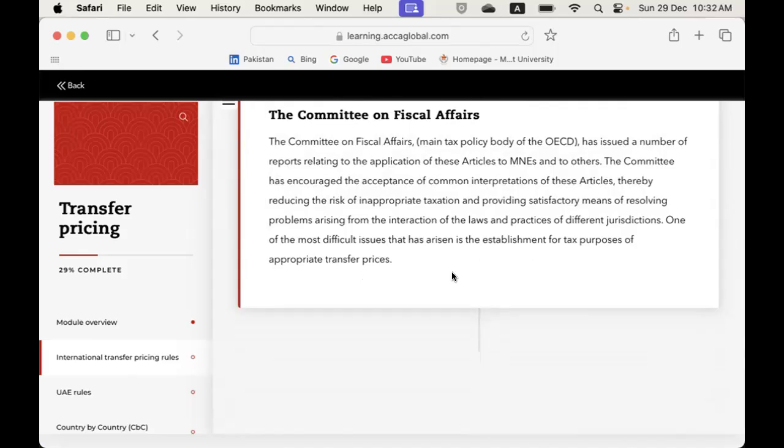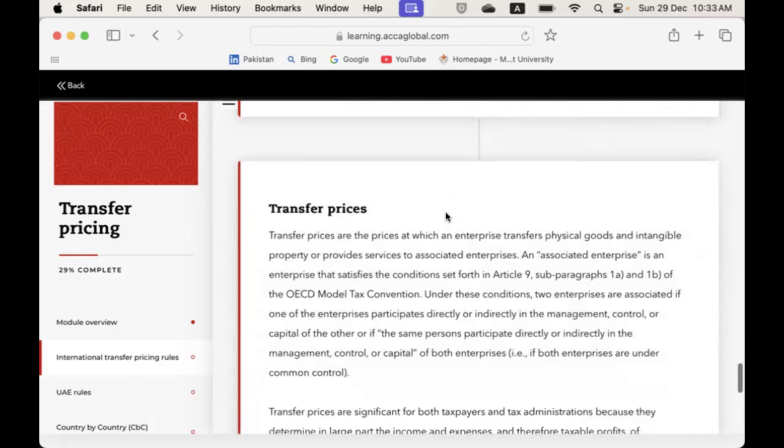Mainly the tax policy body of the OECD, which has issued a number of reports relating to the application of these articles to multinational enterprises and to others. The committee has encouraged the acceptance of common interpretations of these articles, thereby reducing the risk of inappropriate taxation and providing satisfactory means of resolving problems arising from these laws, etc. So this Committee on Fiscal Affairs provides guidance, it writes reports, etc. on the application of the articles.